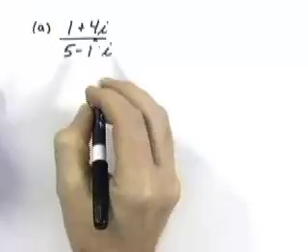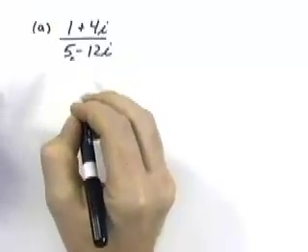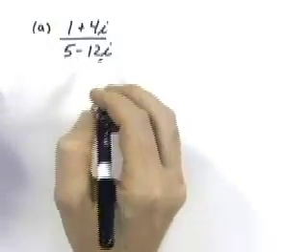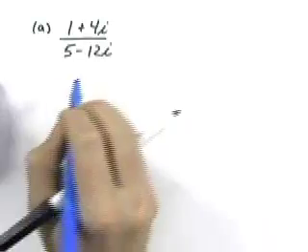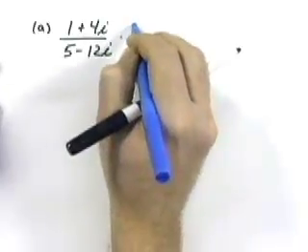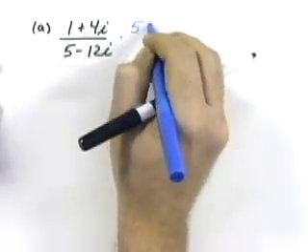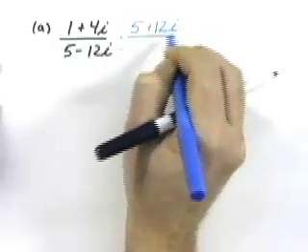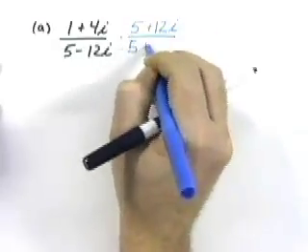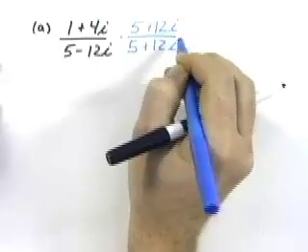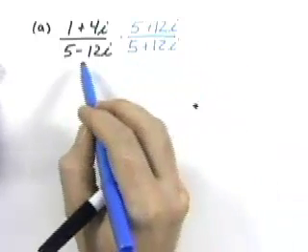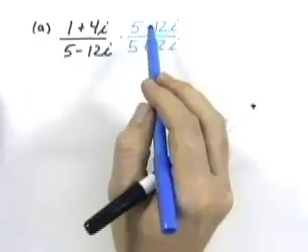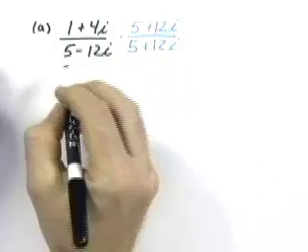In this next example, we're going to be dividing complex numbers. We have 1 plus 4i, and we're dividing by 5 minus 12i. To perform this division, we multiply both the numerator and denominator by the conjugate of the denominator. That is, I multiply the numerator and denominator by 5 plus 12i. Now I need to distribute in the numerator and distribute in the denominator.